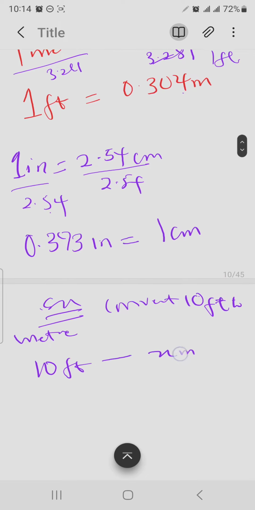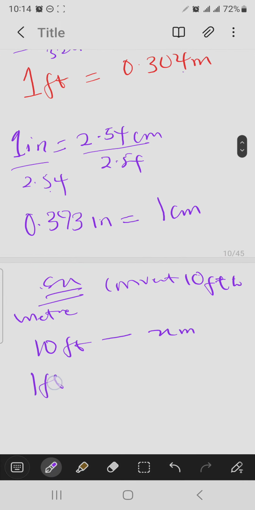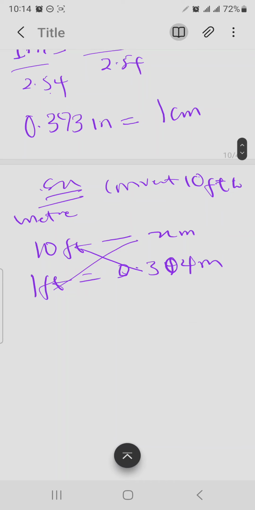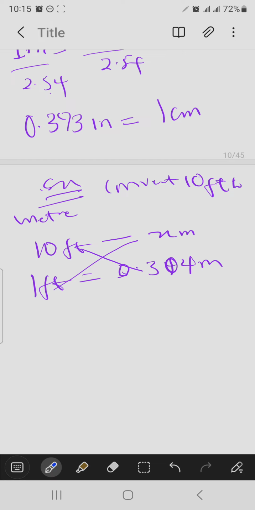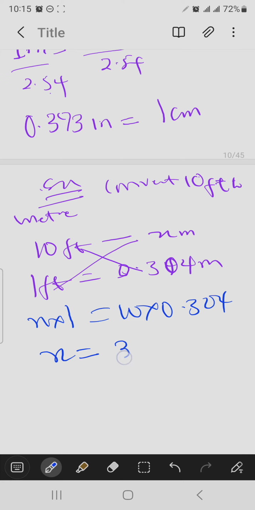1 feet equals to 0.304 meter. So when I cross multiply like this, you are going to have x multiplied by 1 equals to 10 multiplied by 0.304. So x equals to what? 3.04 meter. So this is going to be the answer.